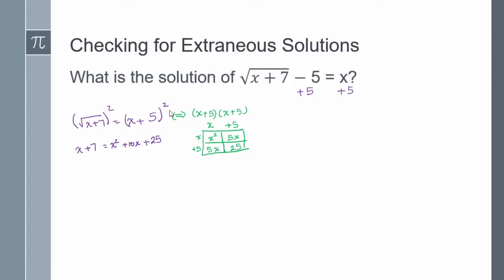x plus 5, the quantity squared, is basically x plus 5 times x plus 5, which when I multiply it gives me x squared plus 10x plus 25. This is a quadratic that I need to write in standard form so that I can solve for x.